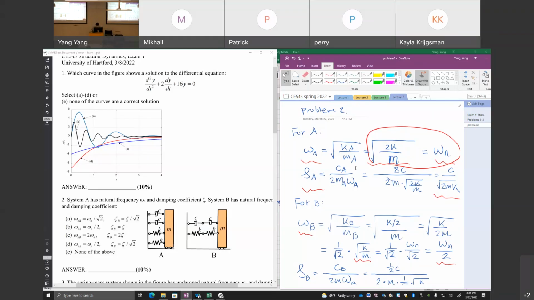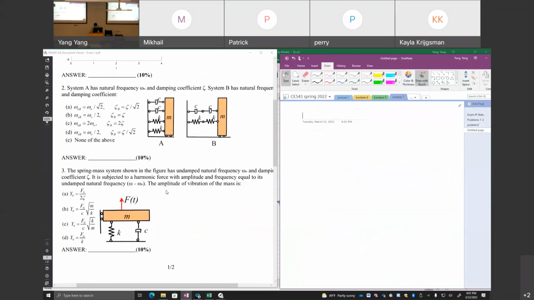Okay, so this is the second problem. The third one is problem 3: we have a system with a spring and damper with a mass under a harmonic force, and we are asked about the amplitude of the vibration of the mass.